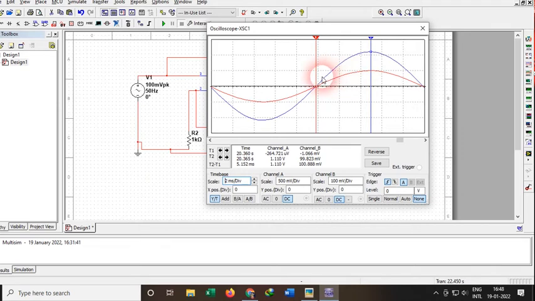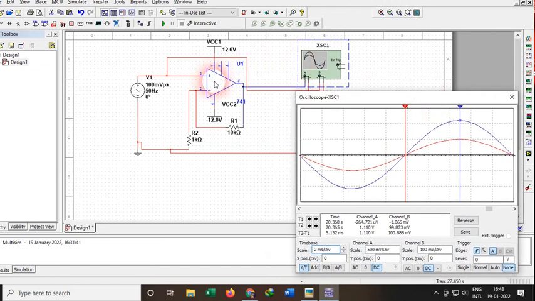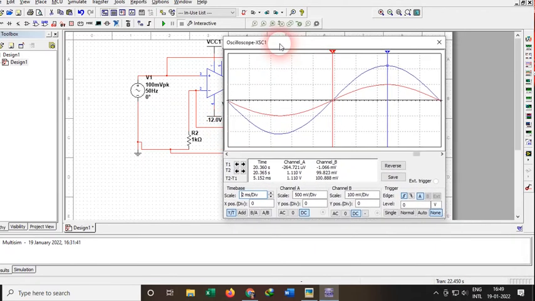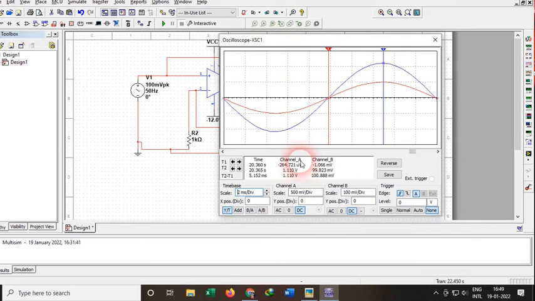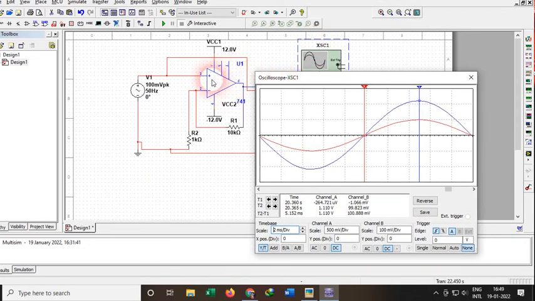And if you verify this theoretically, the gain of the op amp in the non-inverting case is 1 plus resistor feedback divided by R2. So we can say 1 plus R1 by R2, which will be equal to 11. So the theoretical gain value is 11 and the practical gain value is 11.21. So these are approximately equal.